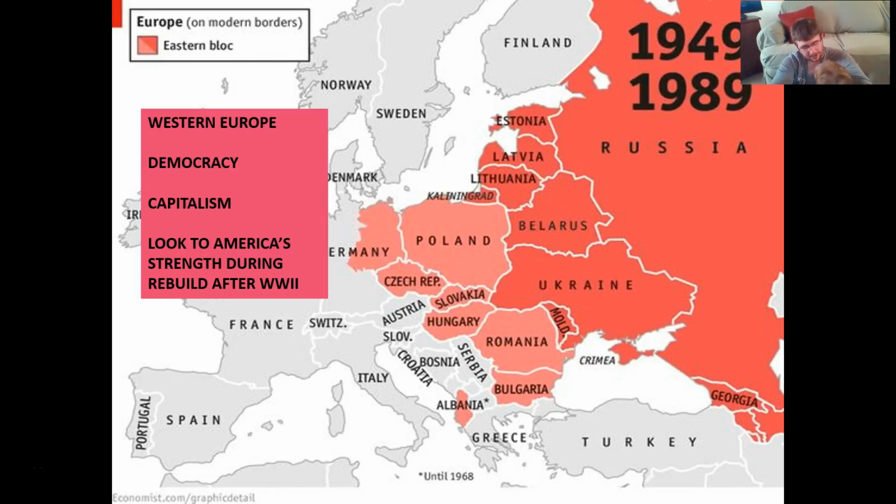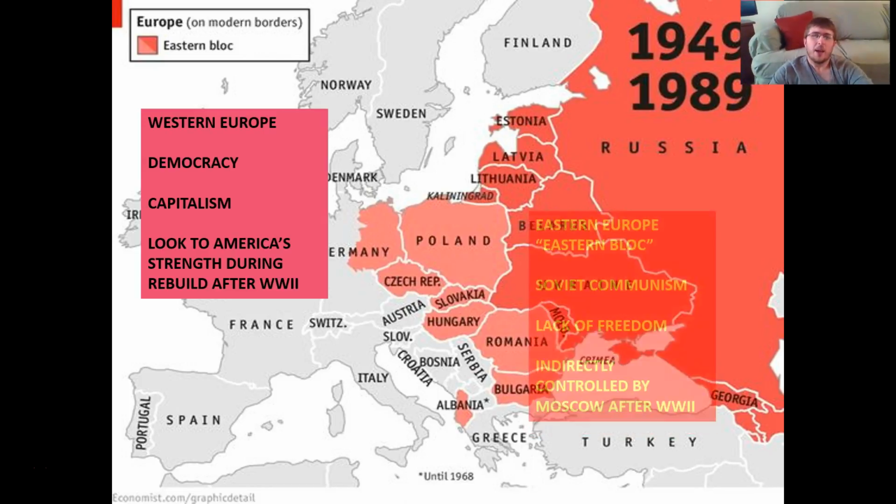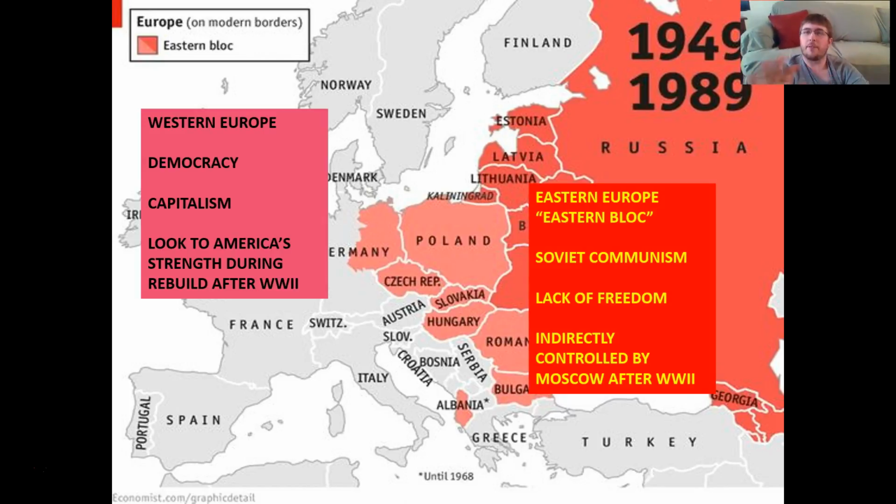Western Europe is democratic and capitalist, Maisie, it's true. And they're going to look to American strength during World War II or after World War II. Oh, really? Okay. But in Eastern Europe, and notice the difference here, right?